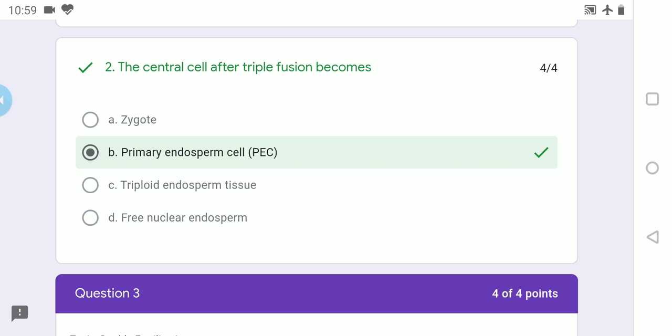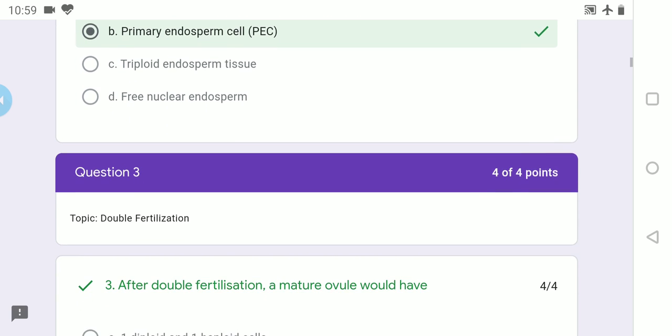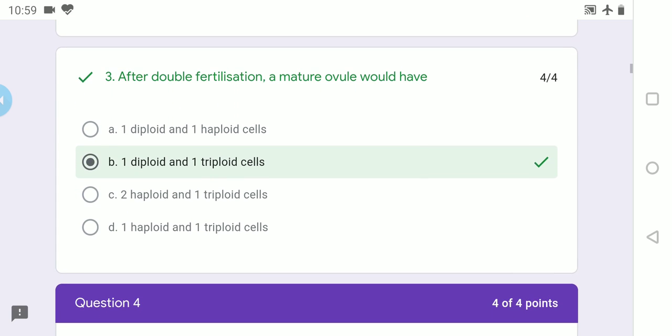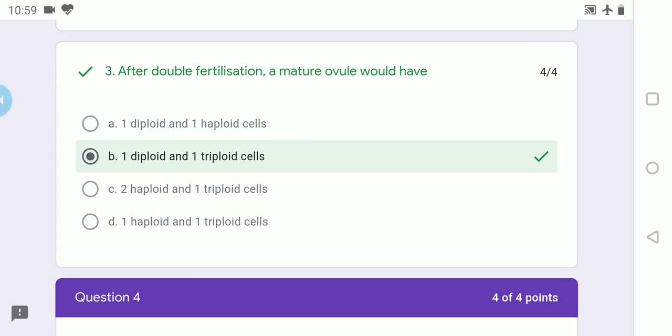Got it? The next question is also related to the double fertilization topic only. After double fertilization, what will a mature ovule have? This comes under post fertilization events, meaning the fertilized embryo sac.